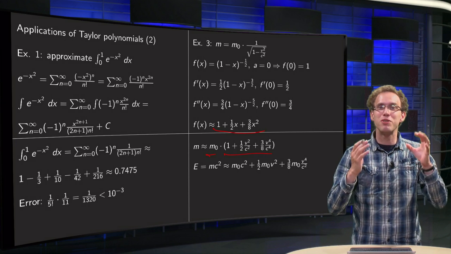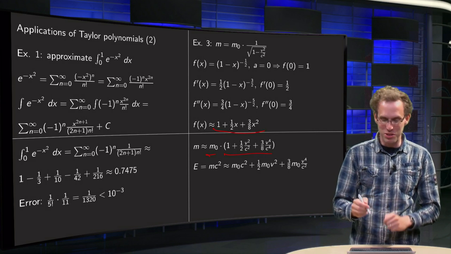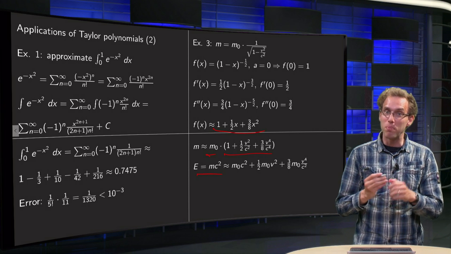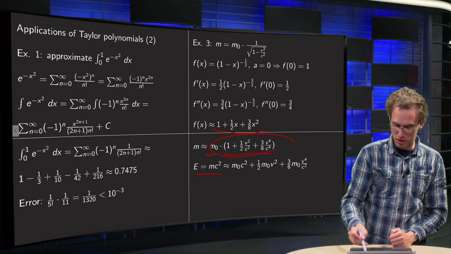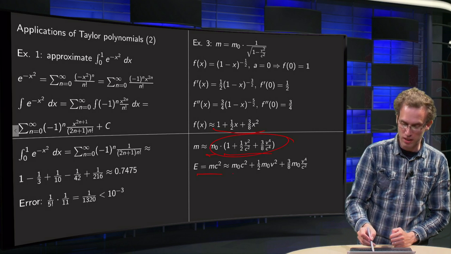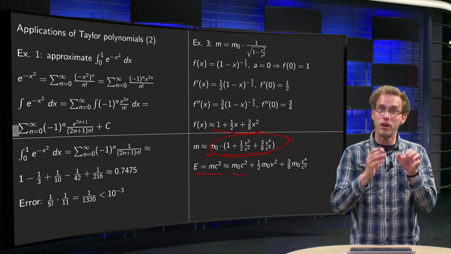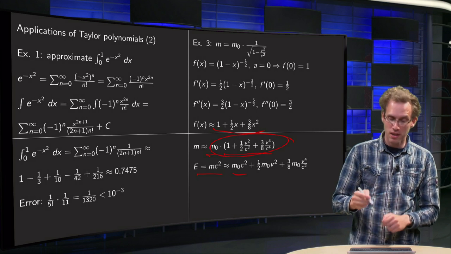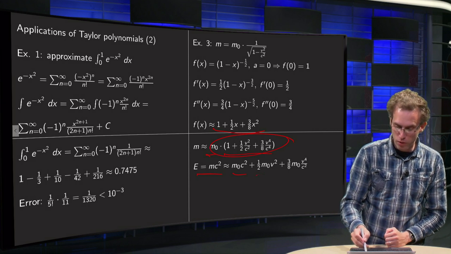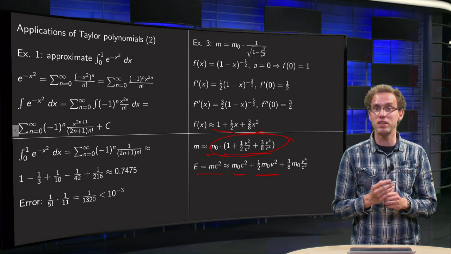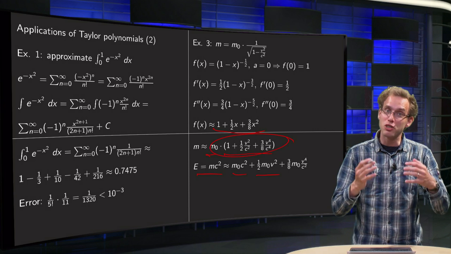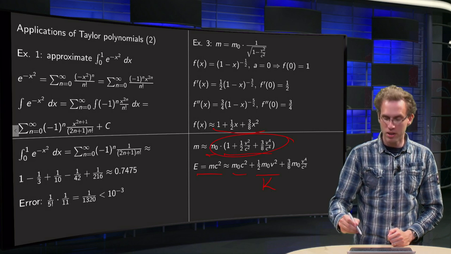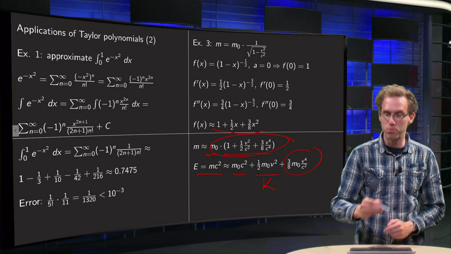So there we are. And what does this tell us? Well, we have our famous formula E equals mc squared. And if you apply that here, what does that mean? We multiply this expression over here with c squared, so we get m0 c squared, rest mass times c squared, and the first correction, 1/2 times m0 times v squared. I hope you will recognize that from your classical mechanics. That's just your kinetic energy, and the next correction to that is very small, of course.